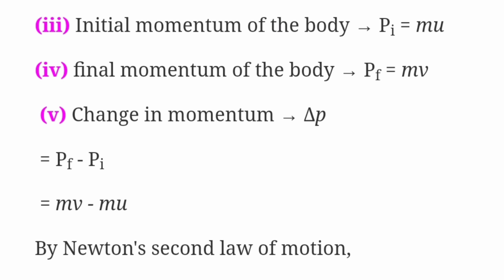Third point, initial momentum of the body, Pi equal to mu. Fourth point, final momentum of the body, Pf is equal to mv. Fifth point, change in momentum, then ΔP equal to Pf minus Pi is equal to mv minus mu, by Newton's second law of motion.